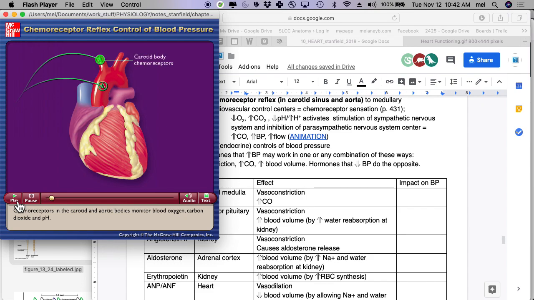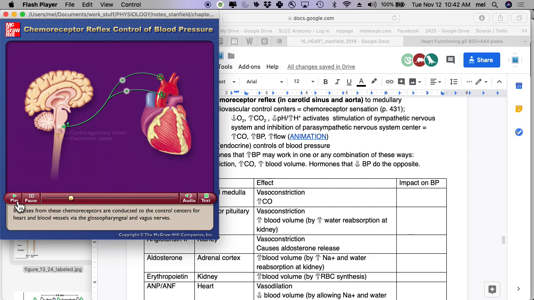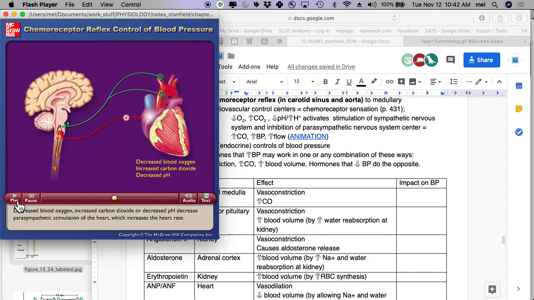Chemoreceptors in the carotid and aortic bodies monitor blood oxygen, carbon dioxide, and pH. Impulses from these chemoreceptors are conducted to the control centers for heart and blood vessels via the glossopharyngeal and vagus nerves. Chemoreceptors in the medulla oblongata monitor blood carbon dioxide and pH. Decreased blood oxygen, increased carbon dioxide, or decreased pH decrease parasympathetic stimulation of the heart.